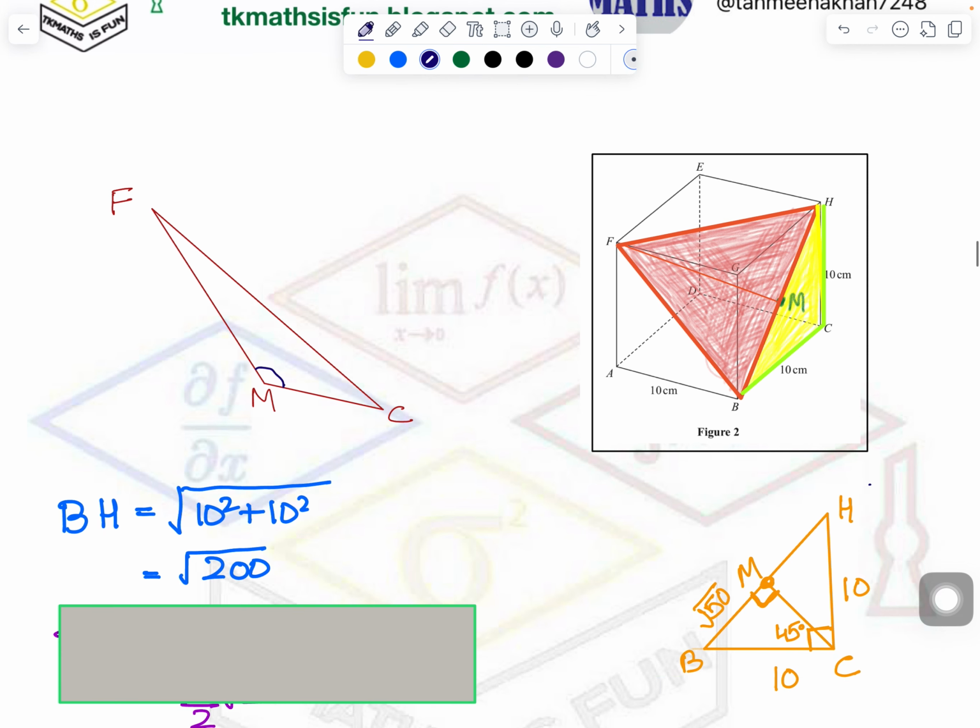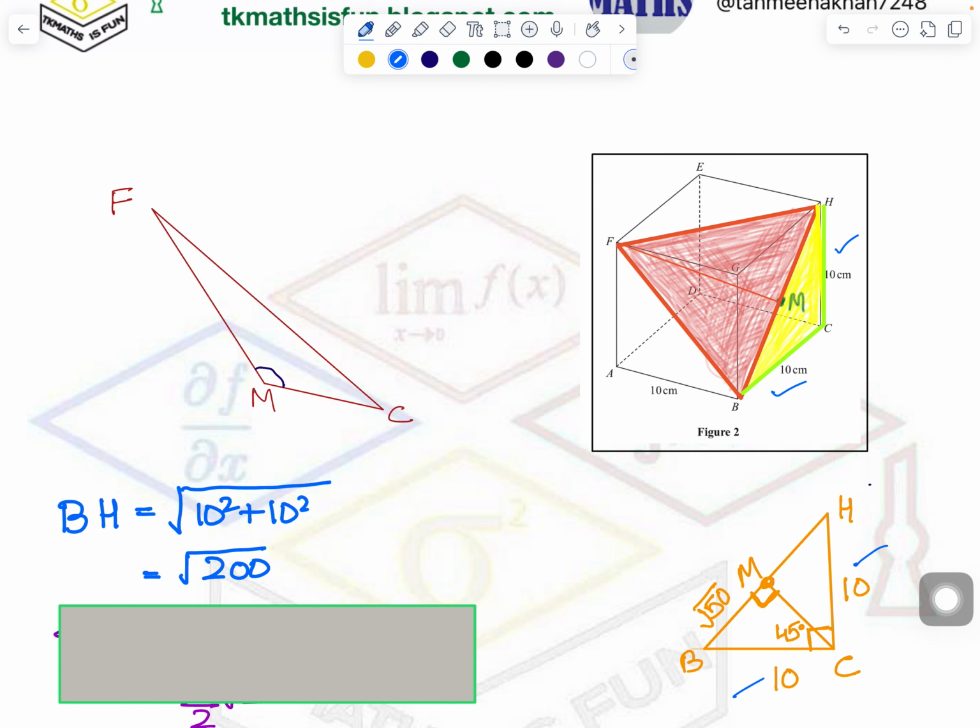Okay, so if you focus on the triangle BCH, which is yellow in color and here orange, BC is 10 and CH is 10 because these are the edges of the cube. So I have written here. I can easily find out BH by Pythagoras theorem, and I got BH as root 200. One thing before I move on, if you notice here, BH is the diagonal of the surface. It means all the diagonals on any surface will be equal to root 200.